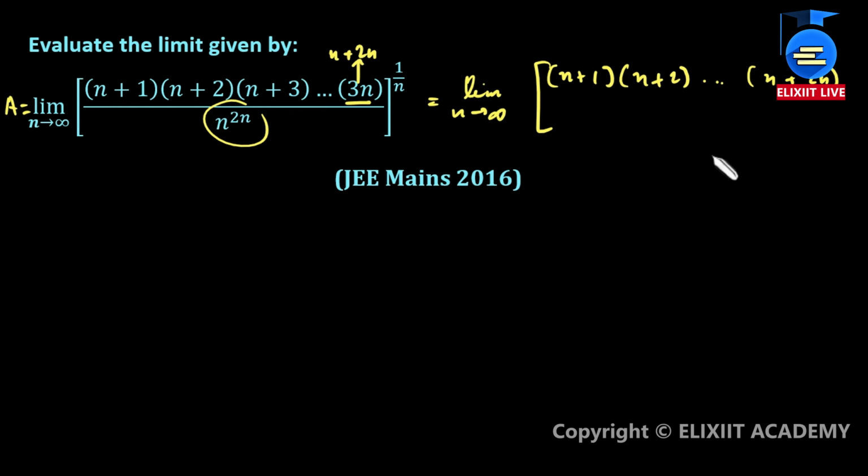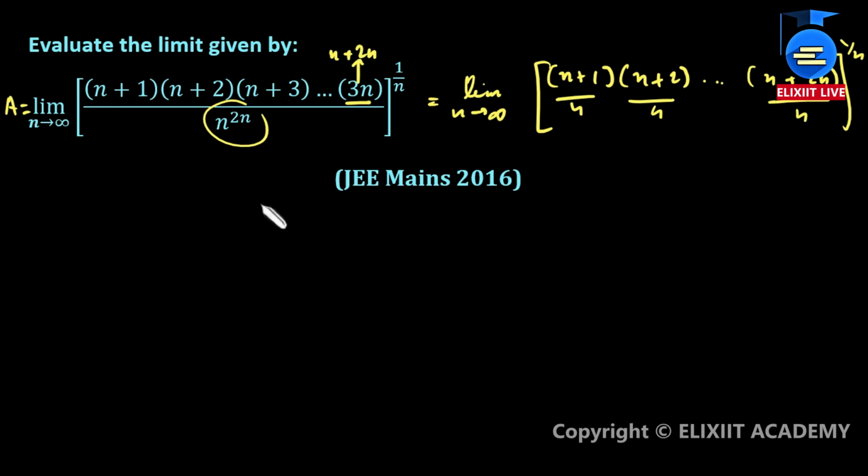And in the denominator we have n into n into n up to 2n times, because in the numerator, 2n terms are there. So basically in the denominator we have n into n into n up to 2n times. That's why we are having n to the power 2n. So these n's we can equally distribute with the numerator terms. Like over here we have n, n and so on. We can equally distribute these n to the power 2n. And power we have 1 by n over here.